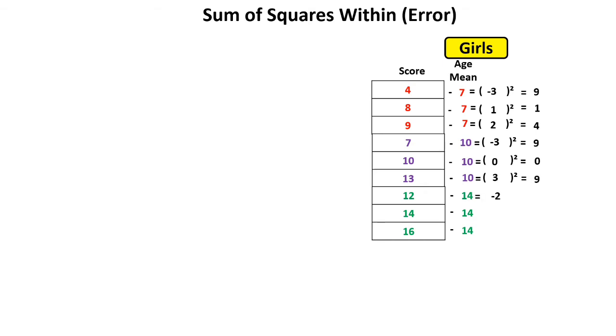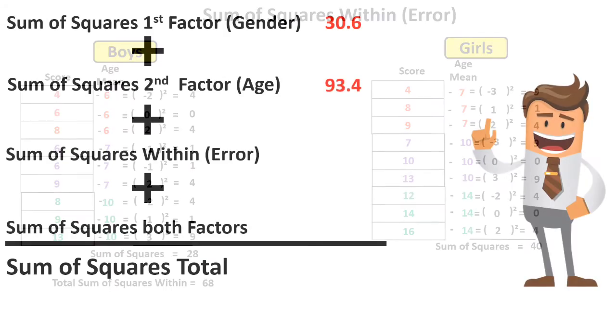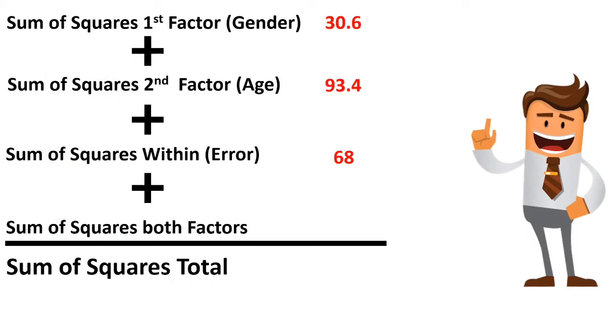12 minus 14 is negative 2. Square, then it will be 4. 14 minus 14 is 0. It doesn't matter. The result is still 0. 16 minus 14 is 2. Square it. The answer is 4. Then, sum it all up. The sum of squares for the girls is 40. Now, the total sum of squares within or error is 28 plus 40, and that is 68. And there we have our sum of squares within.